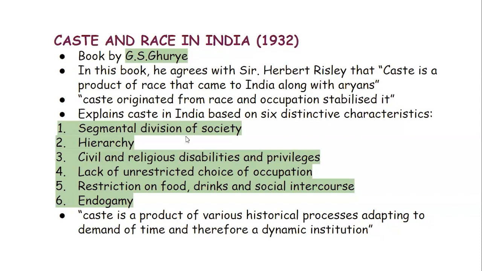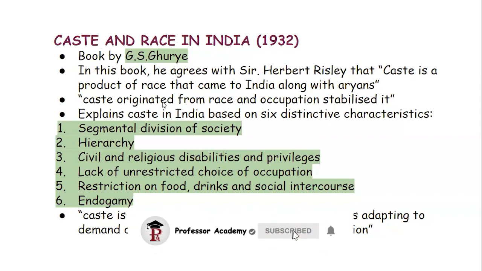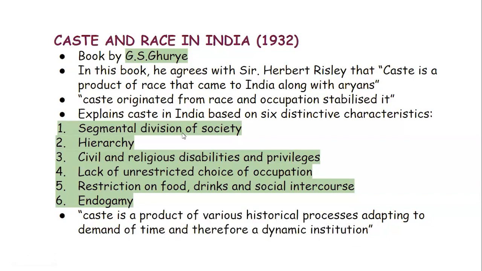In this book, Ghurye explains caste in India based on 6 distinctive characteristics: segmental division of society, hierarchy, civil and religious disabilities and privileges, lack of unrestricted choice of occupation, restriction on food, drinks, and social intercourse, and endogamy. These 6 are very important, and we can say these were the major features of the caste system in India.